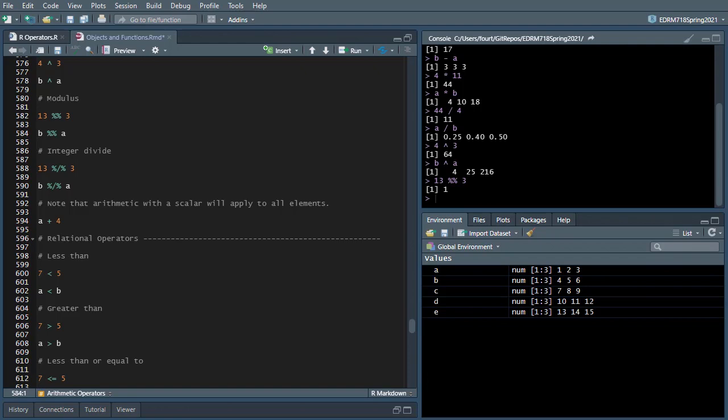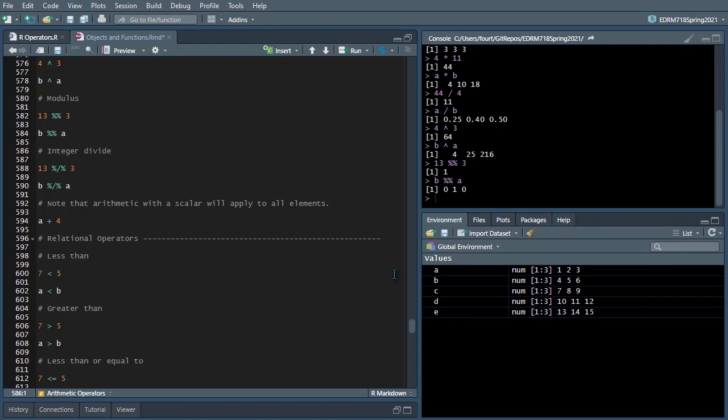13 modulus 3 is 1 because 13 divided by 3 is 4, but that's not the modulus. We want to get the 1 remainder, and that's the modulus. Let's do modulus with our vectors. So we have 4 divided by 1, which is 4 with no remainder, 0. Then we have 5 divided by 2, which will be 2 with 1 remainder, so modulus is 1, and 6 divided by 3, no remainder. So basically, modulus can tell us whether something goes evenly into another number.